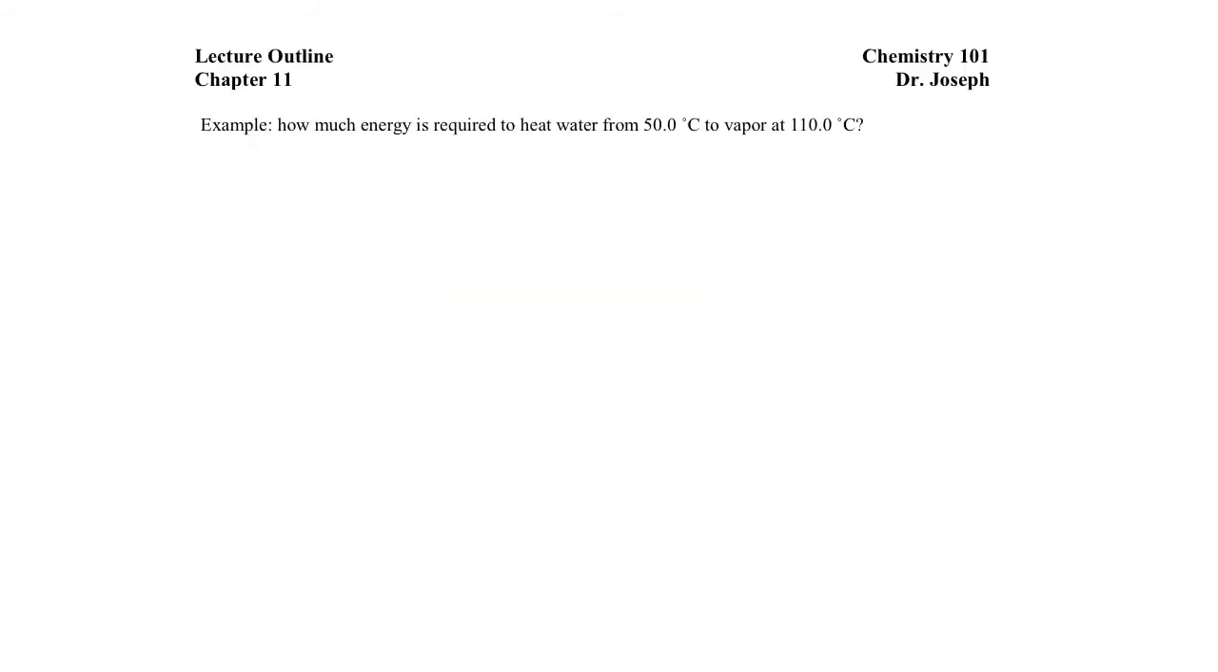Okay, so let's take a look at this problem. It says how much energy is required to heat water from 50 degrees Celsius to vapor at 110 degrees Celsius. The first thing to note is there is no mass given to us here. And that's actually a mistake. So I need to provide you with the mass of water that we're dealing with. Otherwise, we have no idea what Q would be for any of these different steps. So let's assume we have 100 grams of water. So let's write down 100 and put a little decimal point there with grams. That way we have three significant figures.